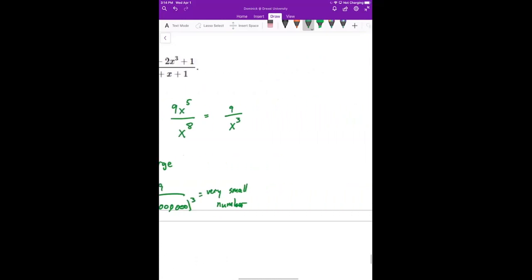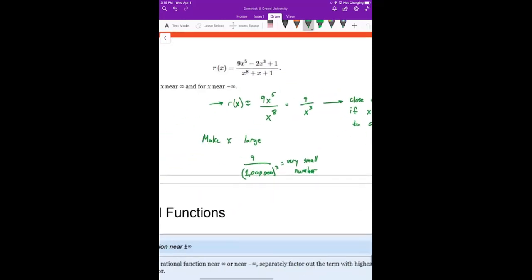So if you have a situation like this, this is going to be close to 0 if x is close to infinity or negative infinity, because you're taking a number and dividing it by larger and larger numbers, which makes the overall number smaller and smaller. So what's happening there is that it's going to 0. That's an important concept.